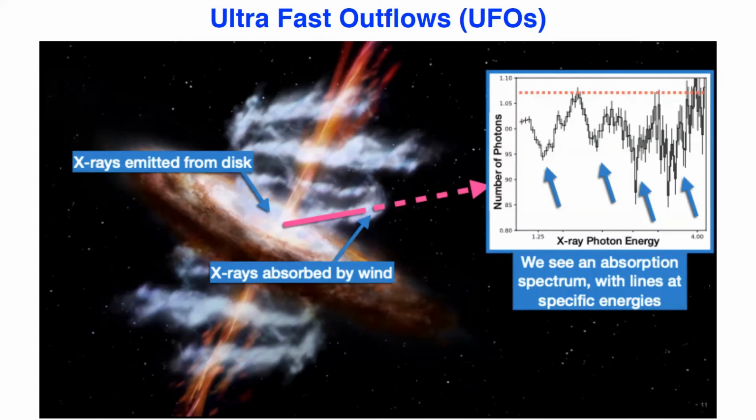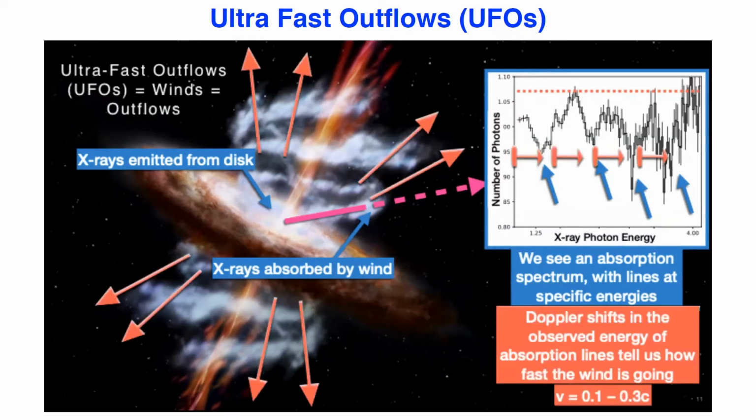So how do we see these ultra-fast outflows? What is their imprint? We observe them in the X-ray spectra as really well-defined absorption features. The absorption features can tell you which elements we are looking at, and they are also very highly ionized.